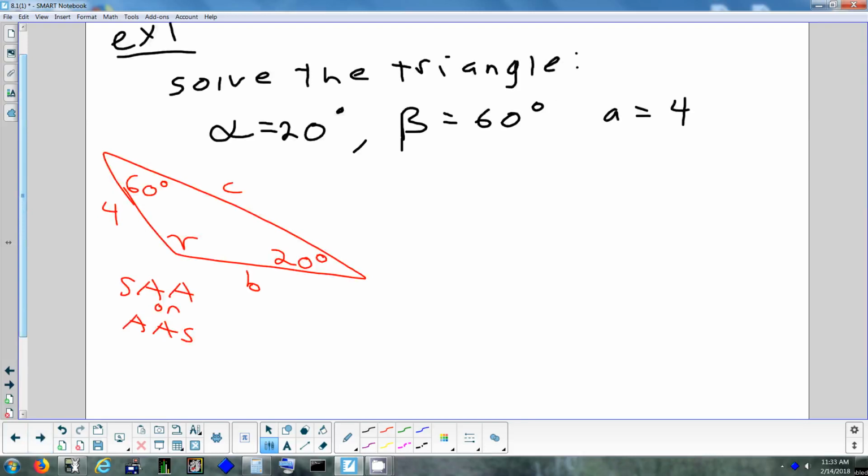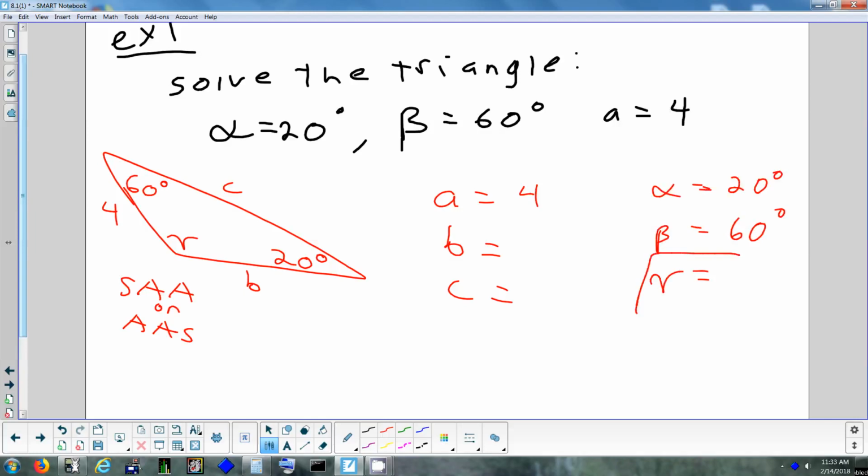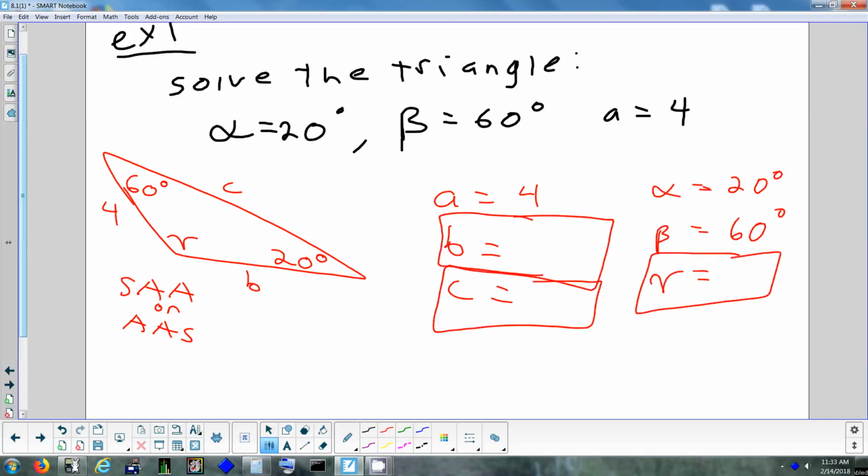All right, now we know it's law of sines. Next thing, we're going to make a table. The table is just to organize the information we already have and the stuff we need to find. So I'm going to fill in what I know. That's 20, that's 60, and that's 4. So you need gamma, C, and B.